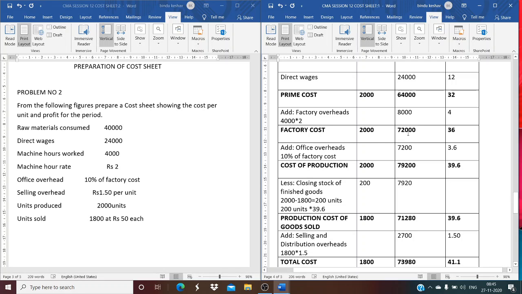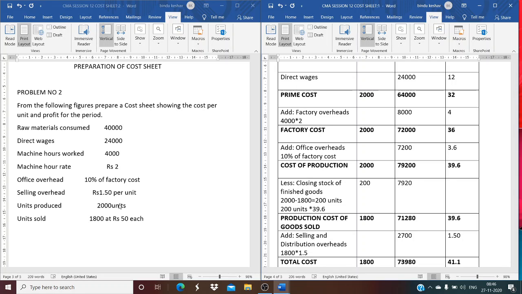Now factory cost is 72,000. 72,000 multiplied by 10%. 10% of 72,000, that is 72,000 into 10 by 100, that is 7,200. Per unit, 7,200 divided by 2,000 units, 3.6. Now we add this. So 72,000 plus 7,200 is 79,200, and per unit cost is 39.6.